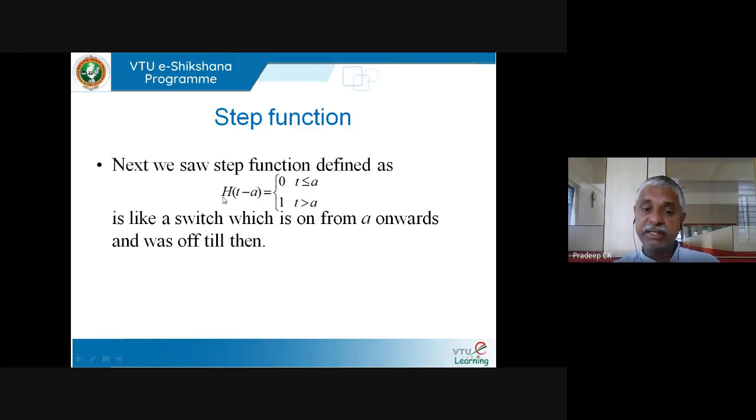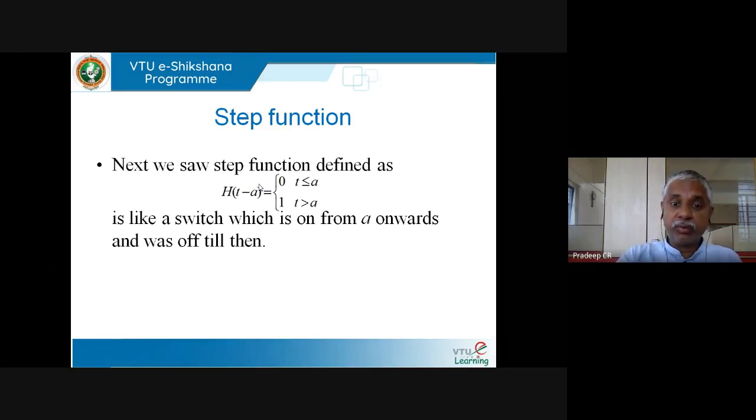And remember, h of t minus a is to be thought of as a switch which was off till a, and at a it became on. It's not a periodic thing. It becomes on and we don't know when it becomes zero. To make it zero again, I have to do something else. I'm not doing that right now. So this step function is like a switch. It's actually a switch, and the mathematical analog of a switch is basically this step function.